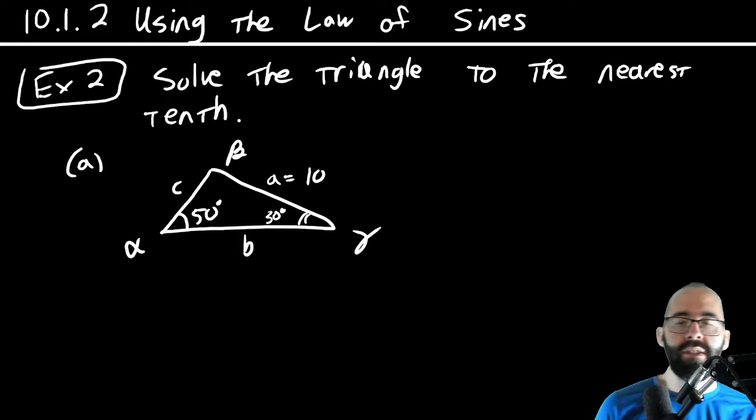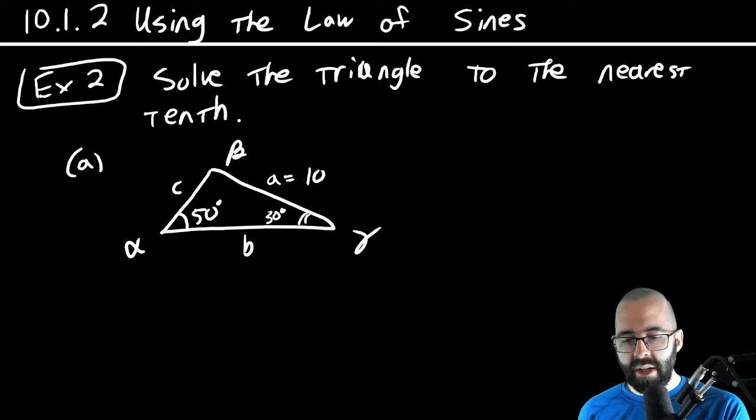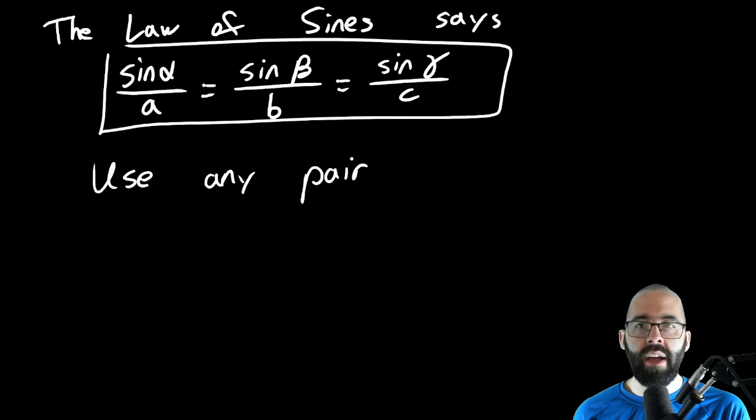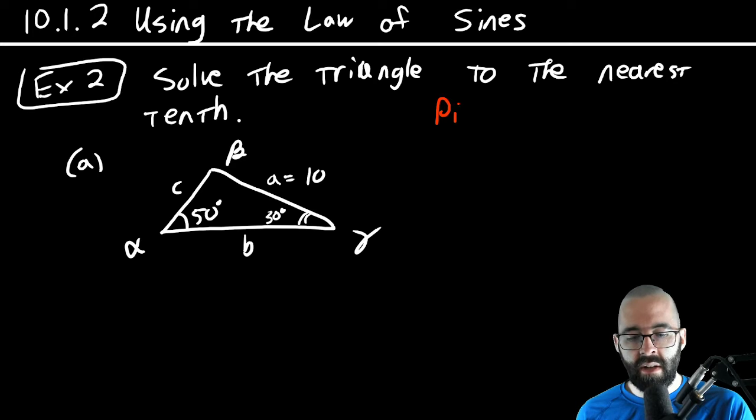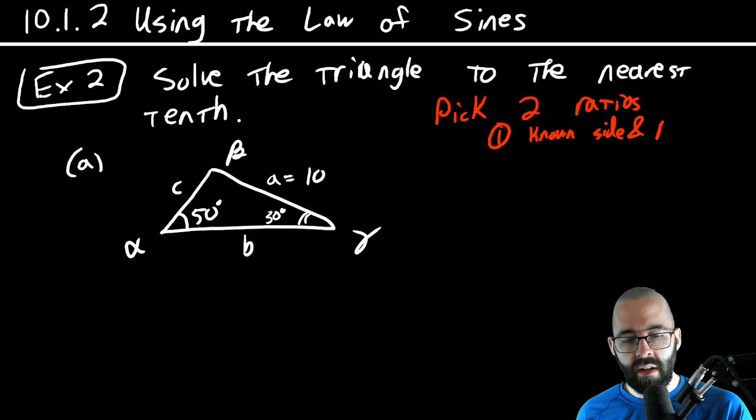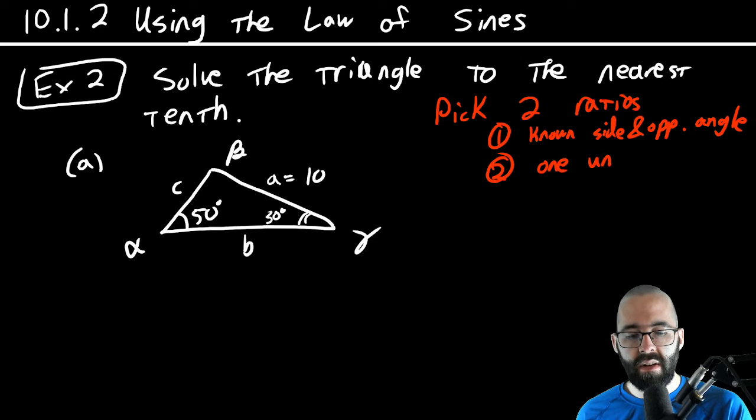All right, so we have to solve this triangle. So we're going to use the law of sines here. And there are 3 ratios, and we want to pick 2 ratios. And the first ratio that we pick is a known side and opposite angle. And then the second pair that we pick is going to be one unknown.